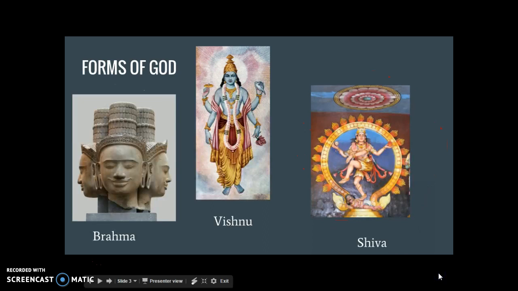So some of these gods are Brahma. Brahma is the God who was responsible for the creation of the world and all creatures in the world. Brahma is the least worshipped god in Hinduism. In all of India, there are only 2 temples that are devoted to Brahma.